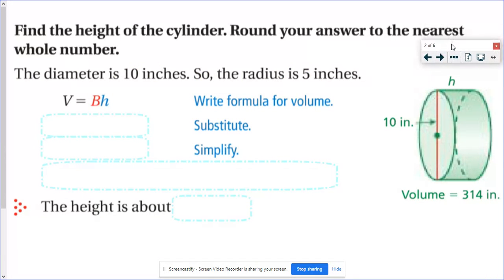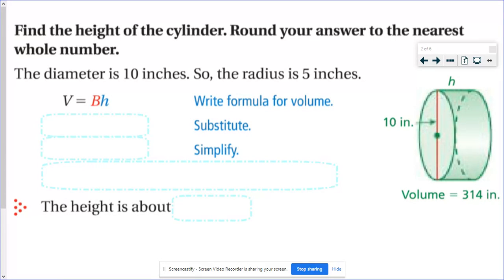So in this problem, I want to find the height of the cylinder. And we've talked about a cylinder that looks like this before. I know the height, usually you're thinking about going up and down. It's the distance between the two circle bases. So it's labeled with the H right there.